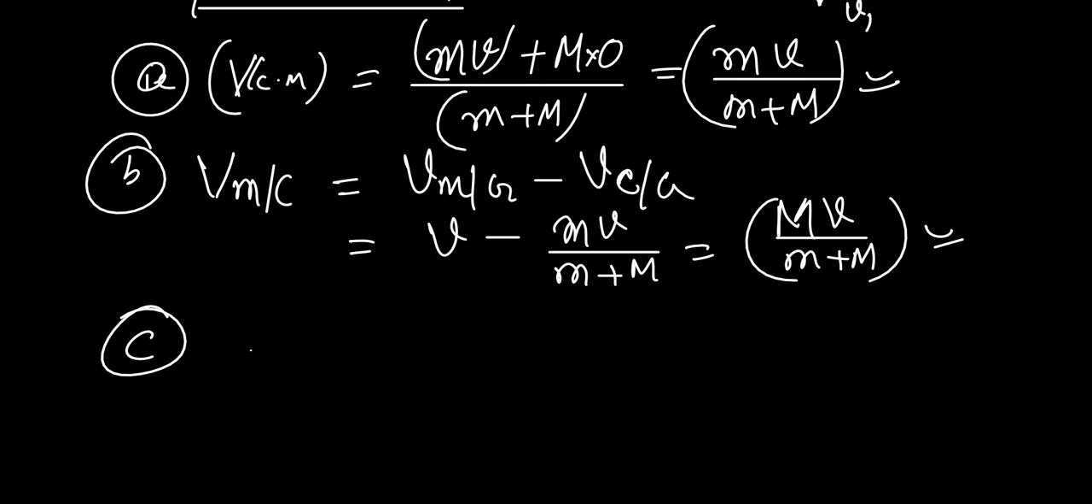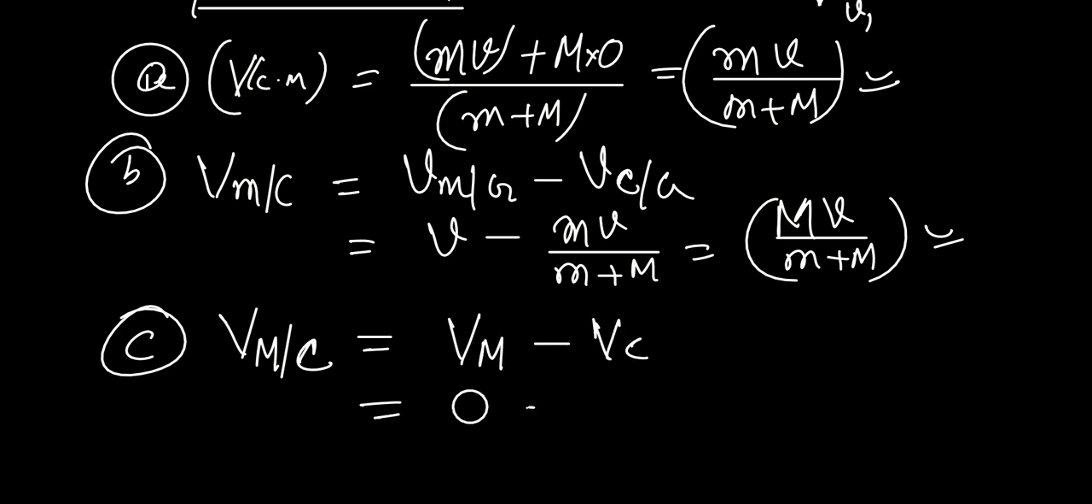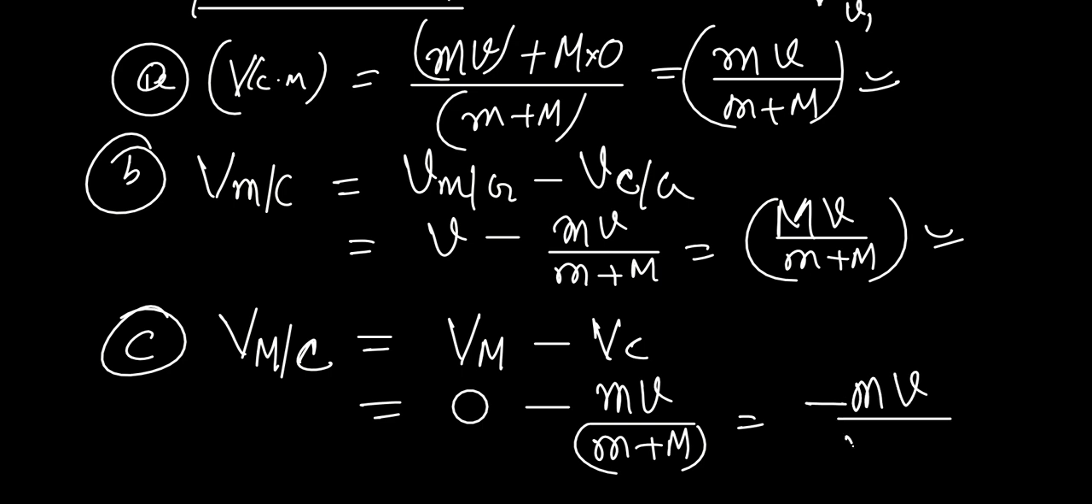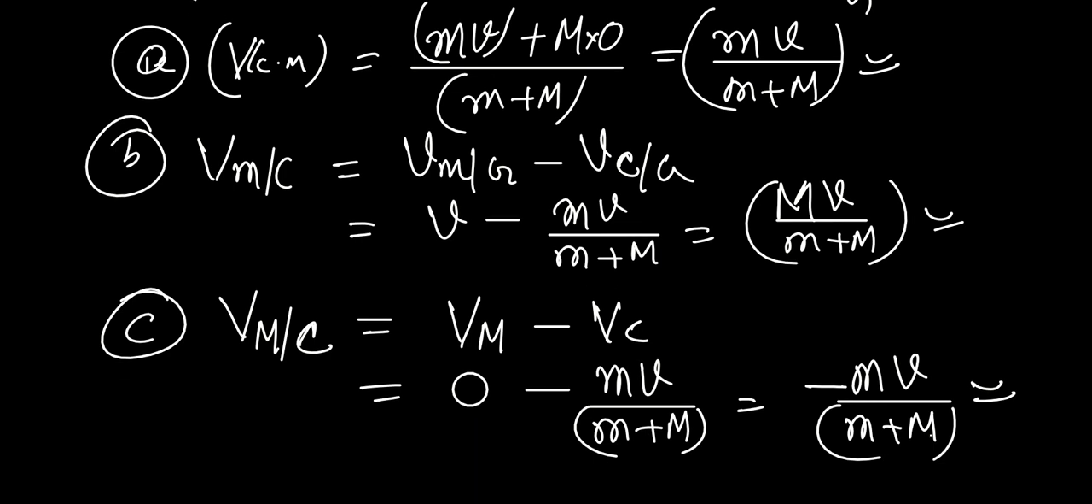Now asking part C, find the velocity of rod with respect to center of mass before the collision. So the velocity of rod, capital M, with respect to center of mass before collision is equal to the velocity of rod minus the velocity of center of mass. So it was 0 and the center of mass had the velocity mv upon m plus M. So this is the velocity of rod with respect to center of mass before the collision.